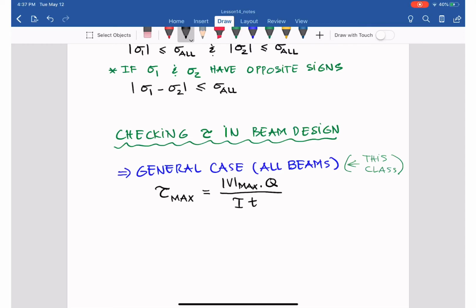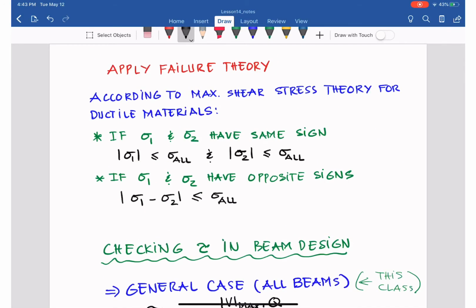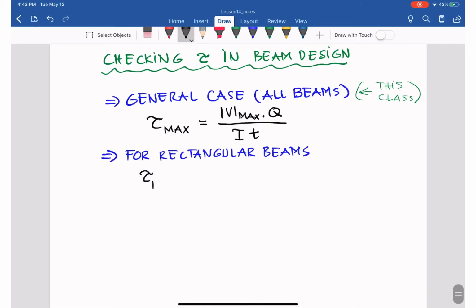So the maximum of V. And for the rectangular beam, what is tau max? Believe it or not, from VQ over It, it will be 3 over 2 V max over the area of the cross section.